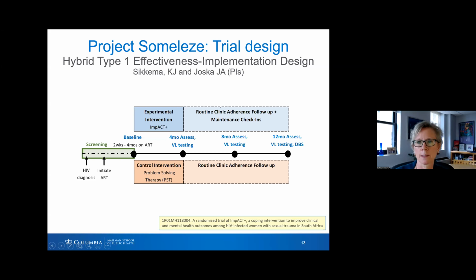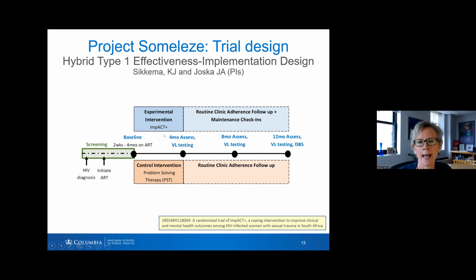So it is an effectiveness implementation design, an individual, clinic-based intervention, where the experimental intervention is called Impact Plus. I'll come more to that. It is compared to a control, really a comparison intervention, that is considered likely to be effective as the control condition for women as they initiate ART, because this is really a window of opportunity as we see it. If you think about the window of opportunity literature, sometimes pregnancy is seen as a great time for that.